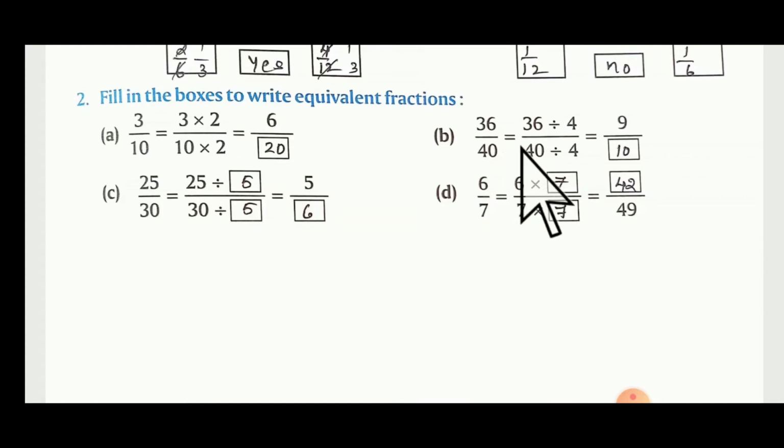B. 36 by 40. So what have they given? Now division. 4, how many are 36? 4 9s are 36. How many are 40? 4 10s are 40.